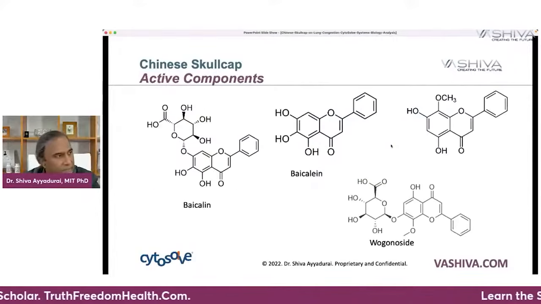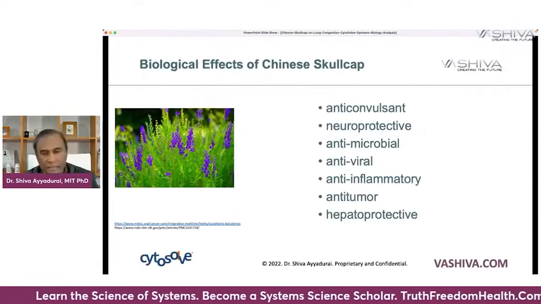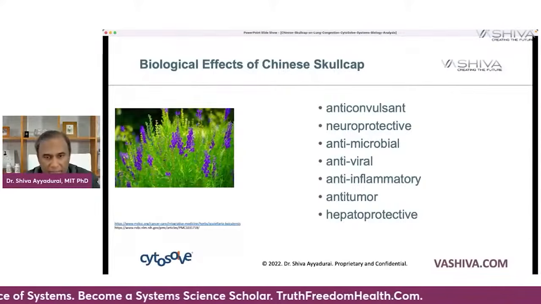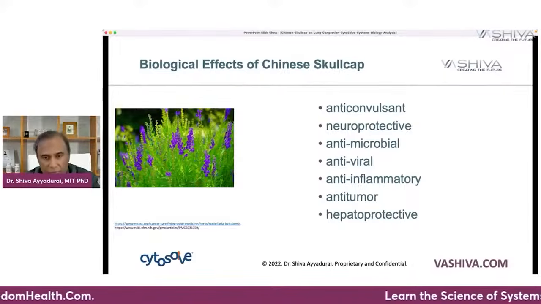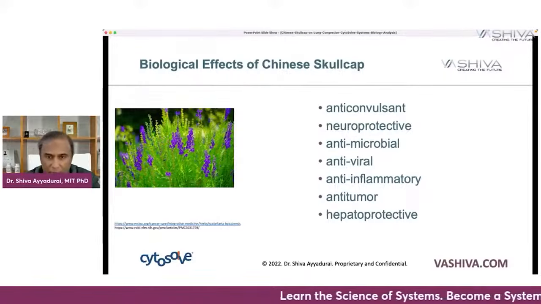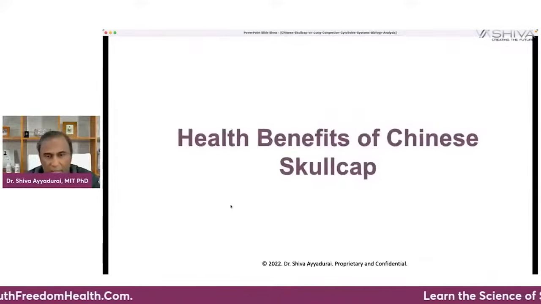But here are the active components of Chinese skullcap. So what are the biological effects of Chinese skullcap? It's an anticonvulsant, right? And that's very, very important where you're trying to stop a cough or you're trying to stop something in your congestive issues that are going on. It's a neuroprotector. It's antimicrobial, anti-inflammatory, anti-tumor, and hepatoprotective. So you can look at it, it has these 7 different biological effects, but it also has some health benefits too.